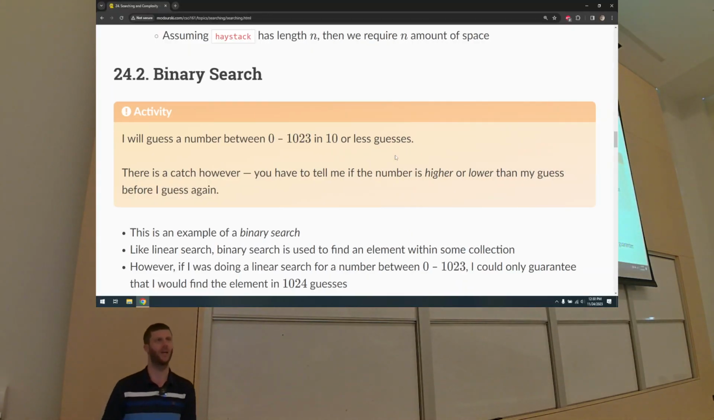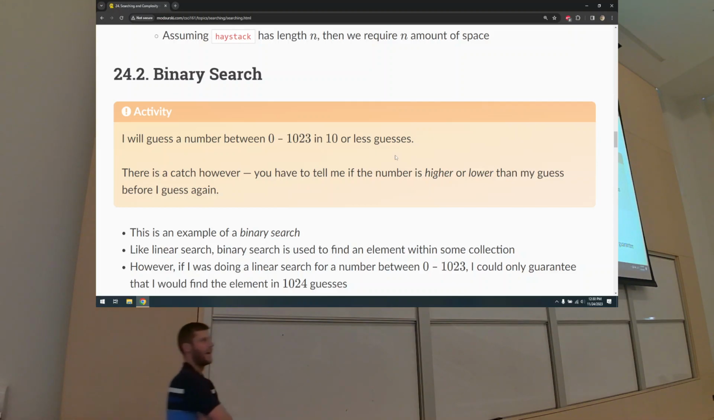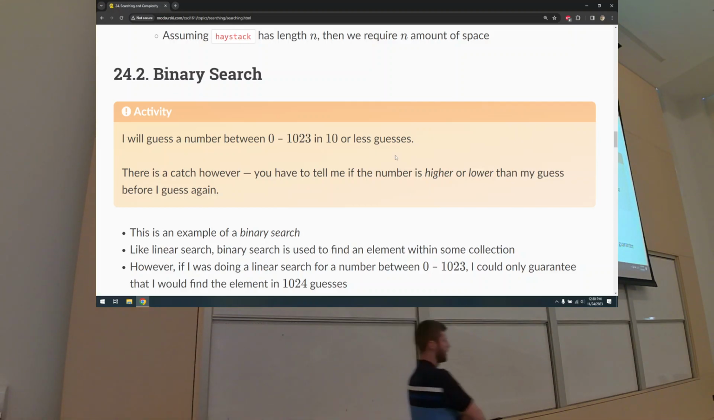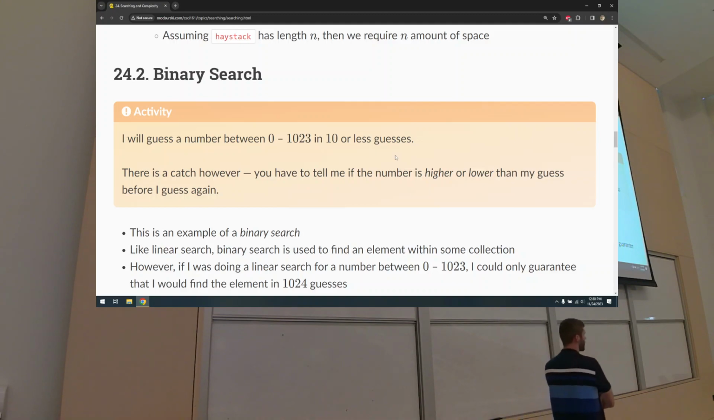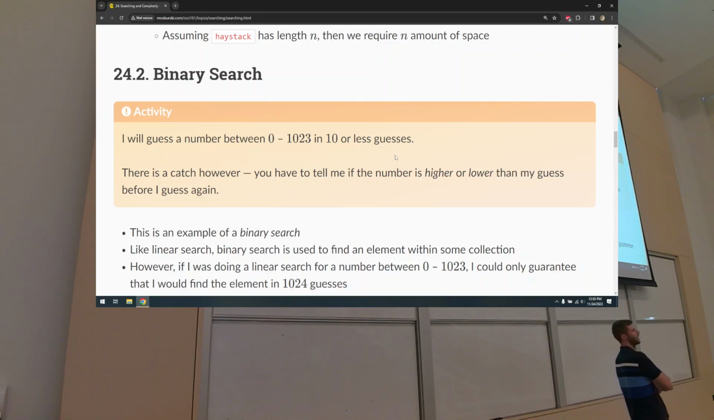Okay, we left off talking about binary search. So let's review. Linear search: I start at the beginning of some collection and I say, is this the thing I'm looking for? Yes or no? No? All right. Is the next thing the thing I'm looking for? Yes or no? Et cetera, et cetera, et cetera.